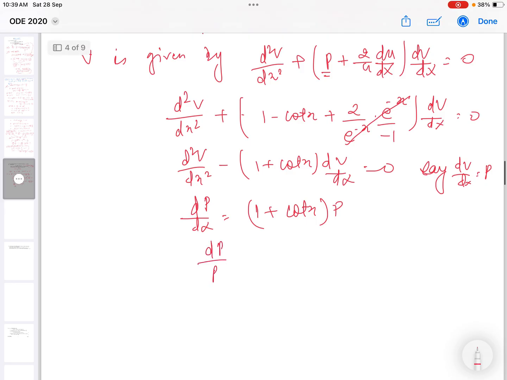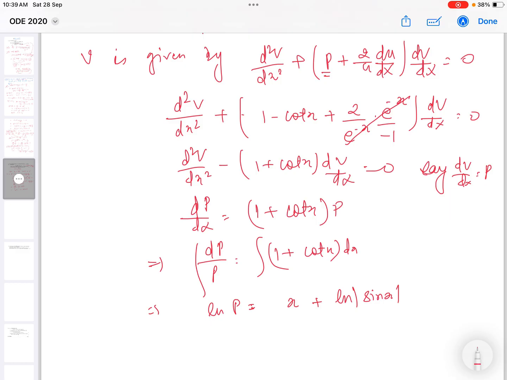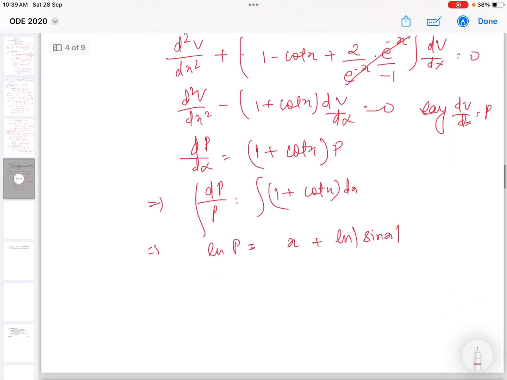So it will become dp by p equals 1 plus cot x dx, and if we integrate this, it will become ln p equals x plus the integral of cot x, which is ln mod sin x. Tan x integration is ln mod sec x, cot x is ln mod sin x. Then there will be c also, because we are integrating, there will be a constant. Many times we forget this, so we need to be careful. So p comes out to be c e raised to the power x sin x.